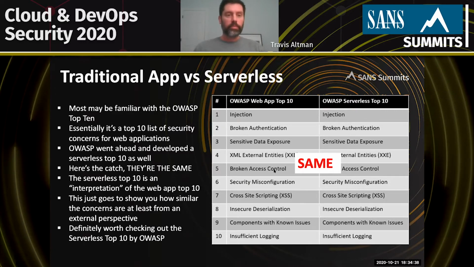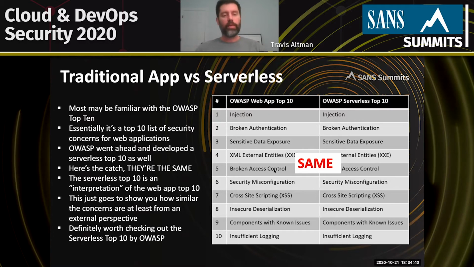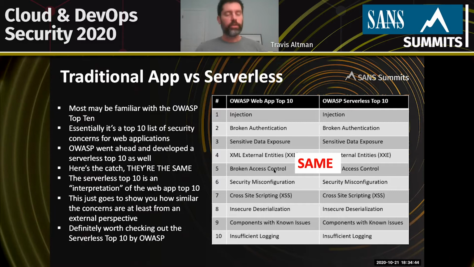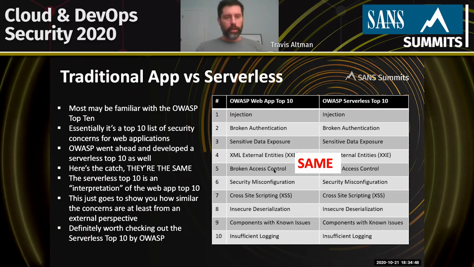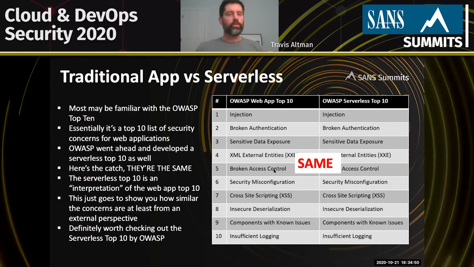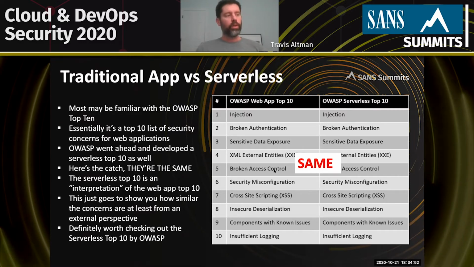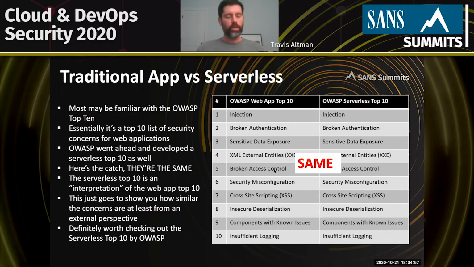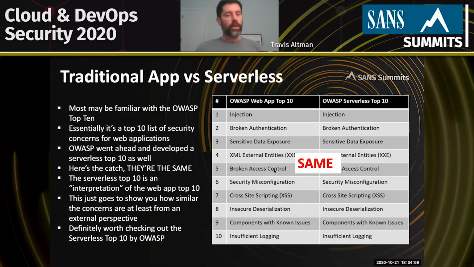News here, they're the same. When you go and look at what they've outlined, they're actually, call them interpretations, if you will, but the top 10 remains the same. So that just highlights, if you're developing in a serverless style environment, you really should be implementing the same controls and practices you have for years, although there is a slight twist.